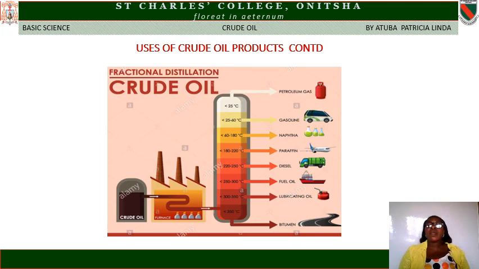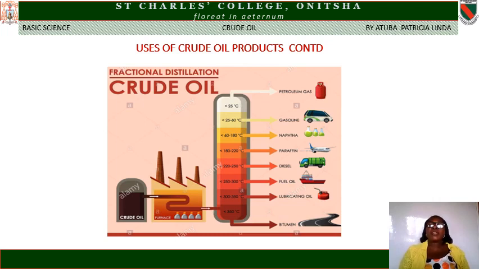When you look at the fractionating column, you see different products of crude oil. The first one is petroleum gas. It is distilled at 25 degrees Celsius, and it is used in fueling lamp. It is also used in our gas cylinder, the one we use for cooking in our homes.